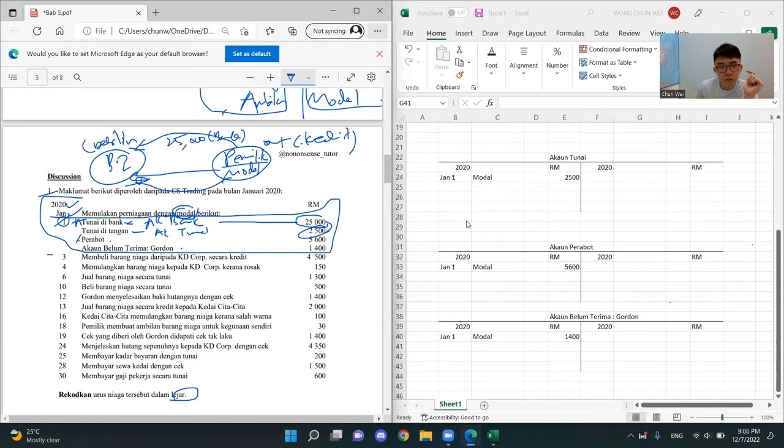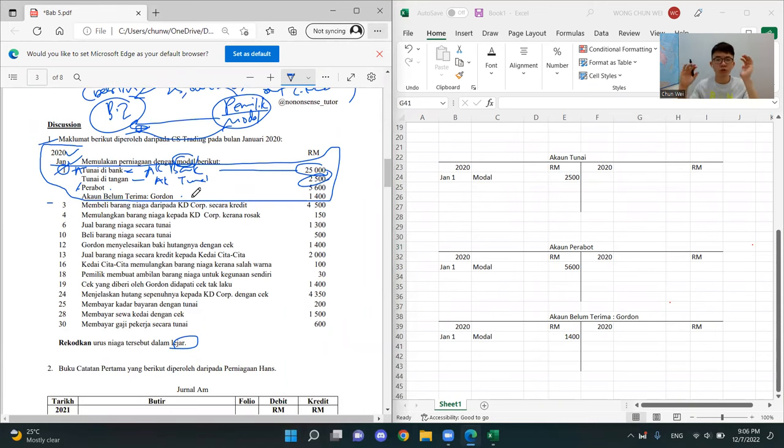Okay, so in 3rd of January, all these things, just use concept. What to debit and what to credit. Okay, now, January 3rd, you beli barang niaga daripada KD Corp secara credit. I told you whenever it says secara credit means that this is an account belum. AB, account belum. But you're not sure, is it an ABT or ABB? ABT means account belum terima. ABB means account belum bayar. Let me write that for you. ABB is account belum bayar. And ABT is account belum terima. All right.